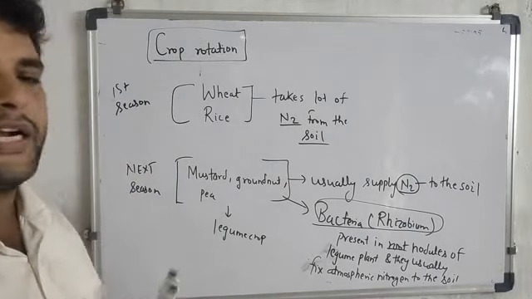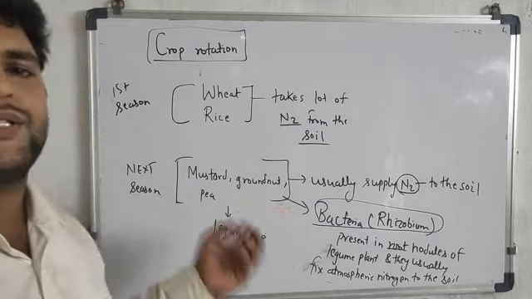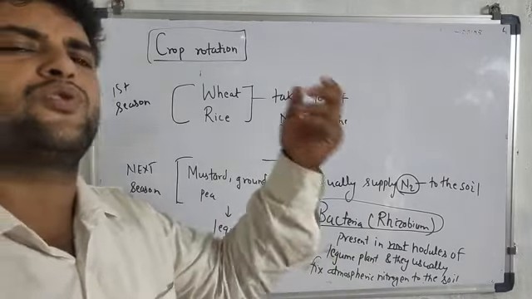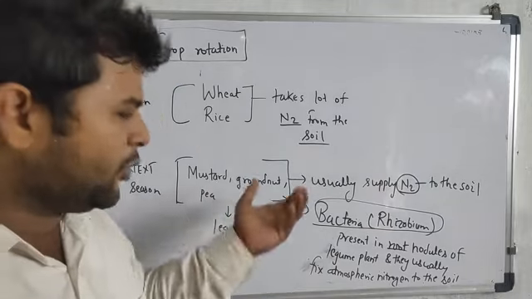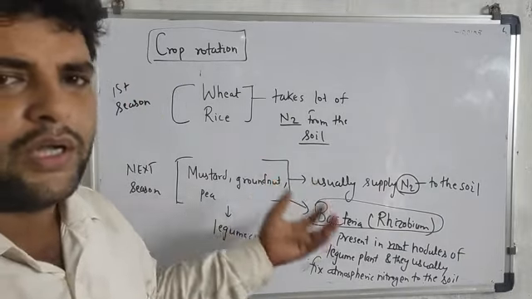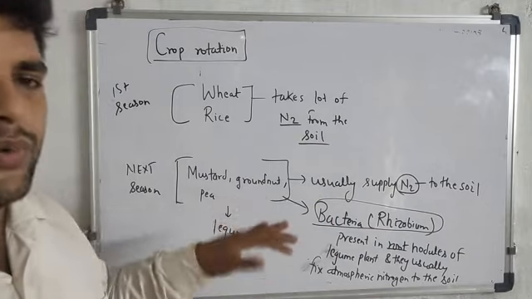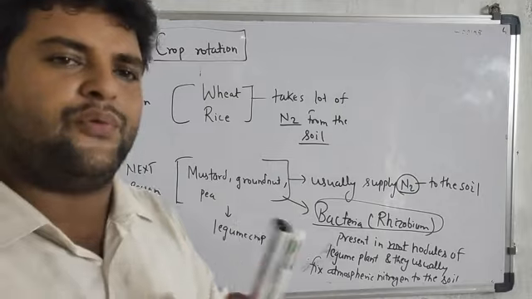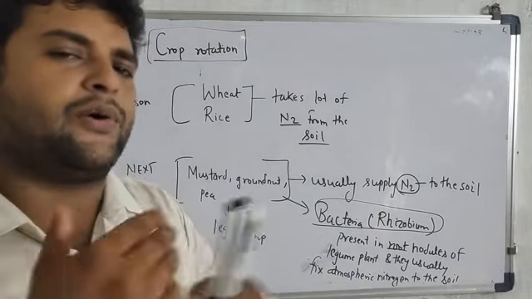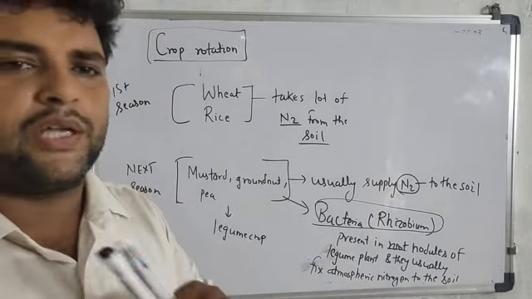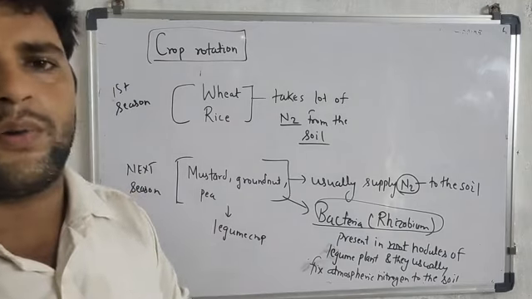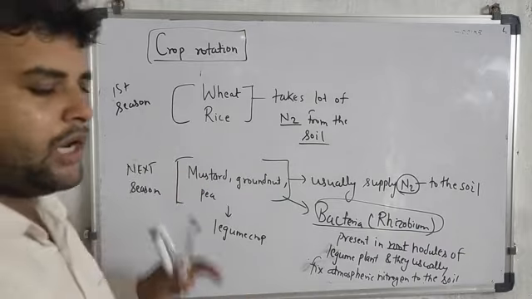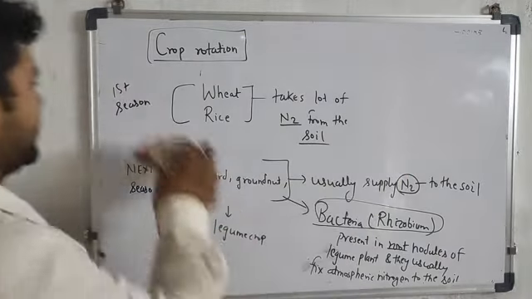usually fix nitrogen into the soil in case of legume crops. So one of the bacteria is rhizobium. There are so many other bacteria, like Frankia, but you have to remember a single bacteria, that is the rhizobium bacteria. So this is crop rotation, in which we rotate the crops one after another season, so that there will be no depletion of nutrients in the soil. So this is all about crop rotation.